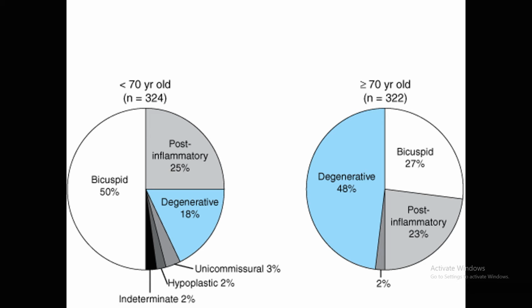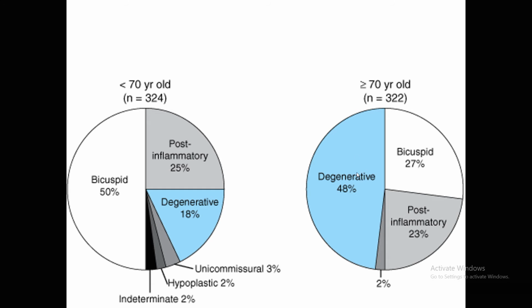We will now characterize pure defects, either stenosis or insufficiency. Let us start with the aortic stenosis. The etiology of the aortic stenosis is illustrated on the slide. In children, the cause is mainly congenital.